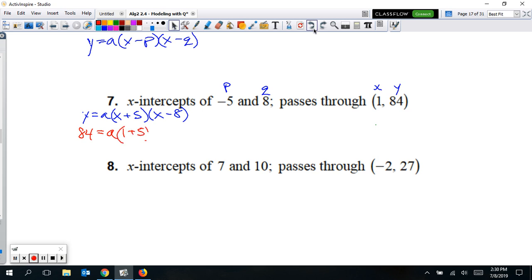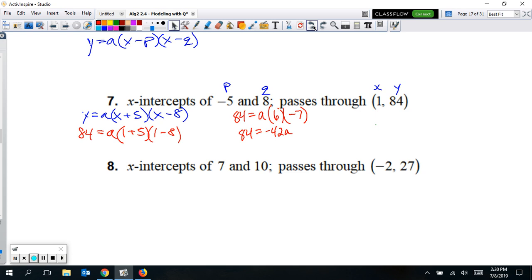So it's going to be 1 plus 5, and then 1 minus 8. And then just work out each individual parenthesis. So that's going to be 84 equals a, and then 1 plus 5 is going to give us 6. 1 minus 8 is negative 7. So these three multiplied together, a times 6 times negative 7 would be negative 42a.